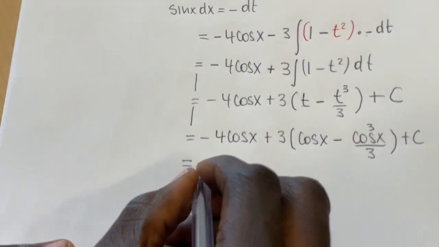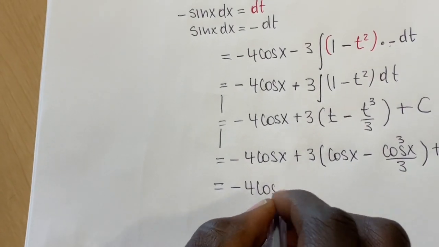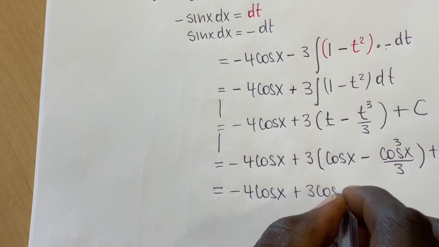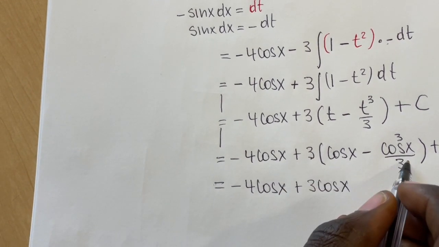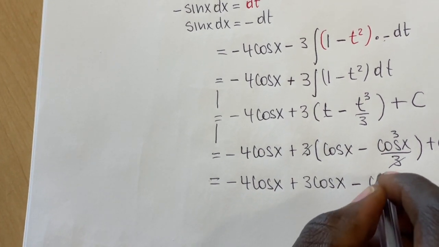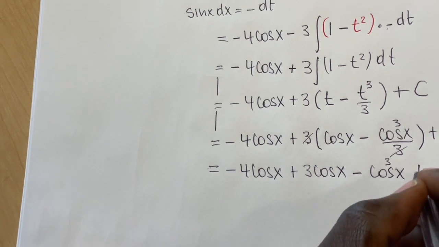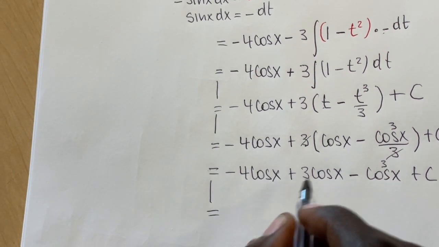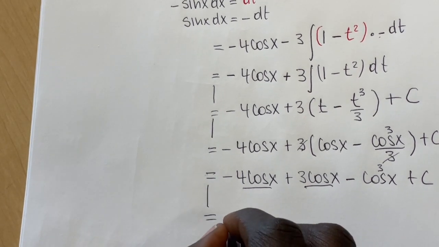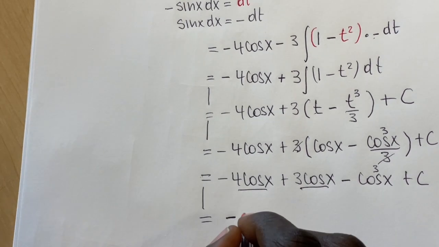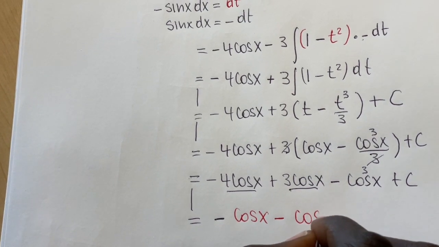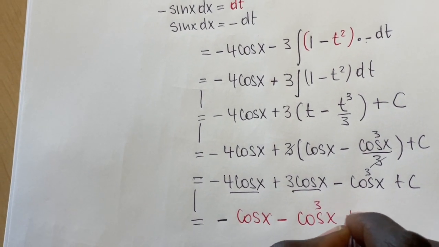So this can be minus 4 cos x. This 3 times that one, we have plus 3 cos x. This 3 times that one, the 3 and this 3 can cancel. We're just going to have minus 4 cos to power 3 x plus c. So now guys, check. This and this one, they are the same. So we can subtract them. We're just going to be left with minus. The final answer is cos x minus cos to power 3 x plus c.